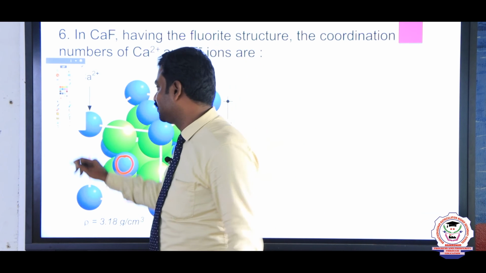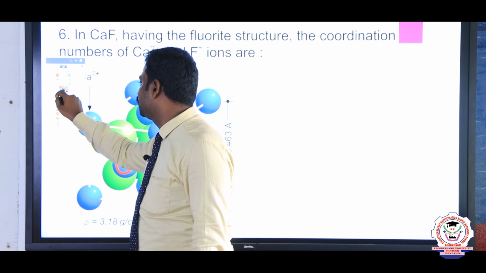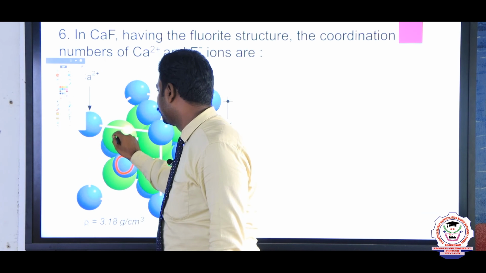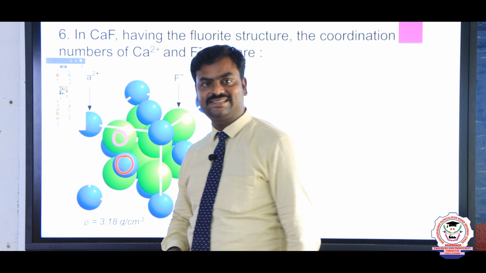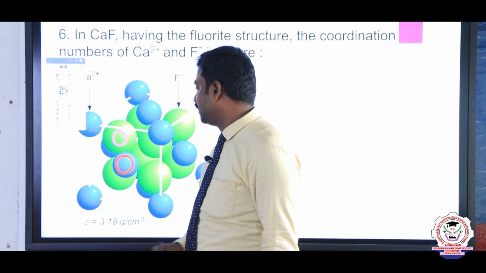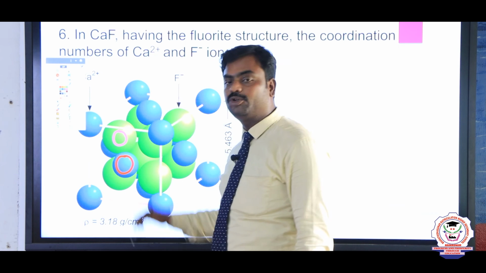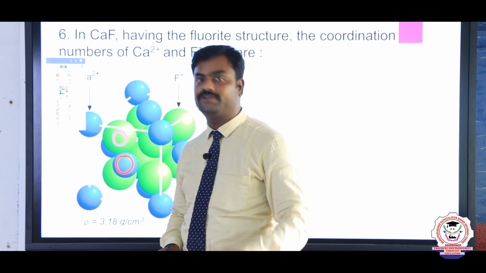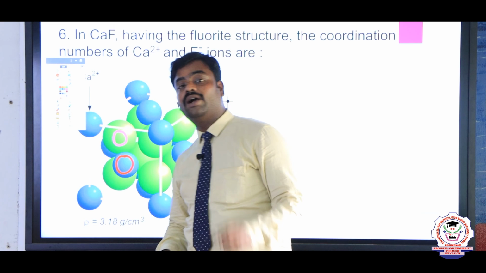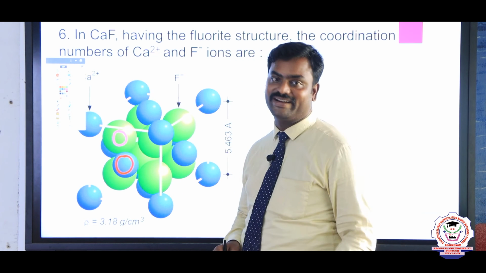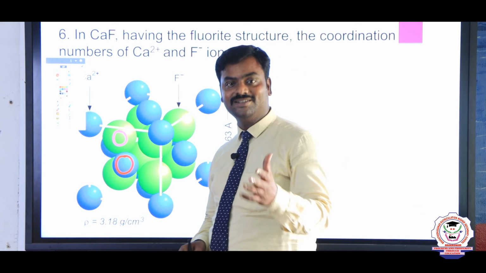So the green is the fluoride ion, and the blue is the calcium 2 plus ion. Calcium 2 plus ions are occupying the FCC form, and then what about the fluoride ions? Fluoride ions are occupying the tetrahedral void.